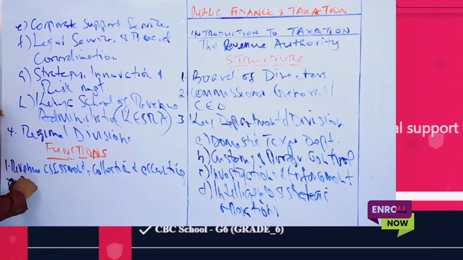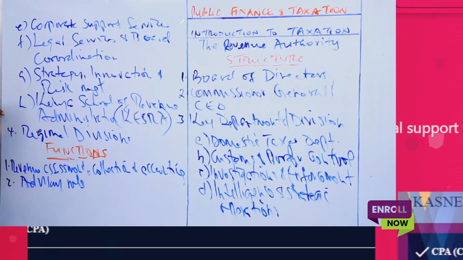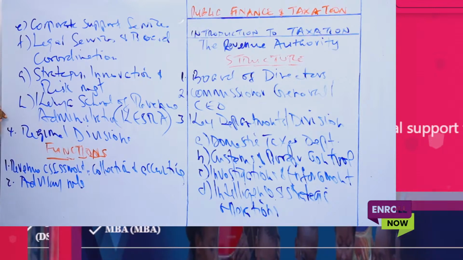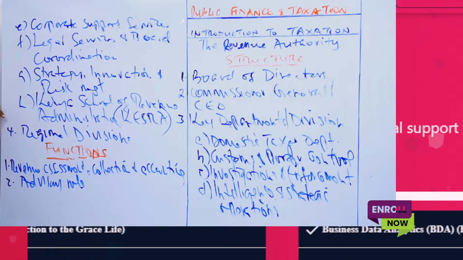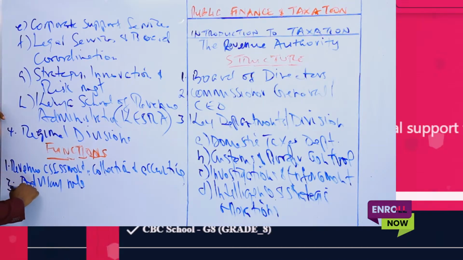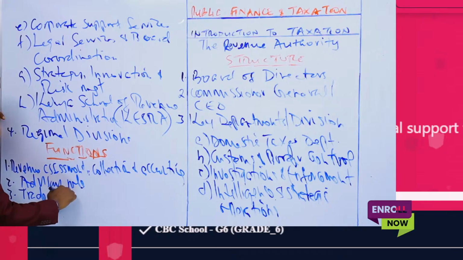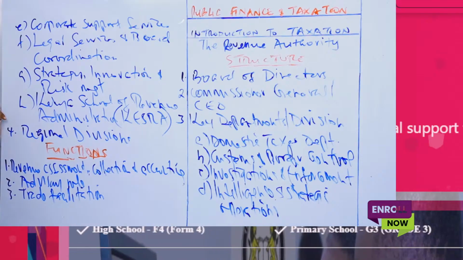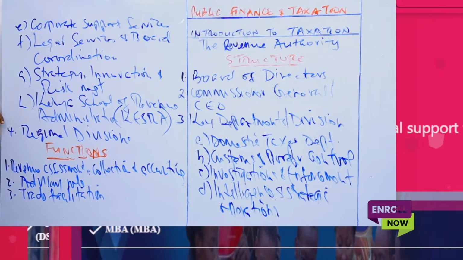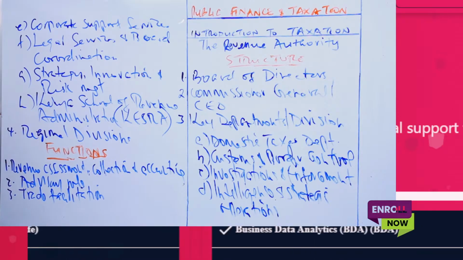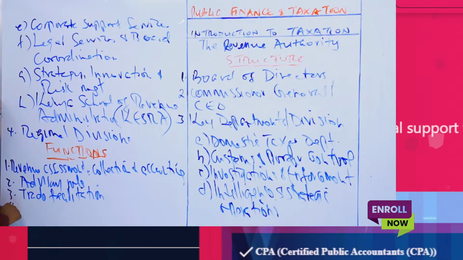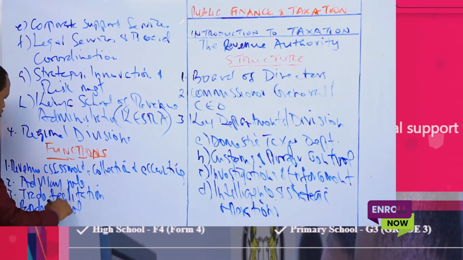Number 2, advisory role. This is to advise the government on matters related to tax policy, tax administration, and revenue collection. 3, trade facilitation. KRA also facilitates trade, and this it does by simplifying and expediting legitimate trade across borders, which enhances efficiency and reduces costs for businesses.